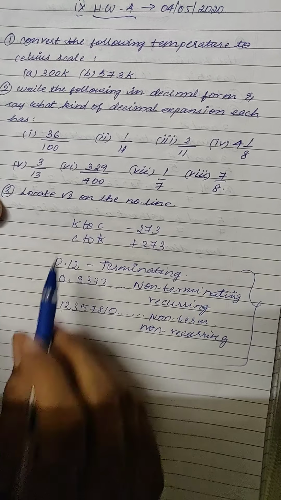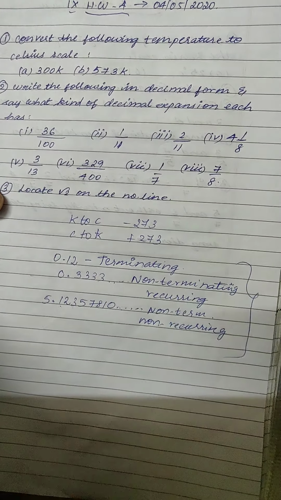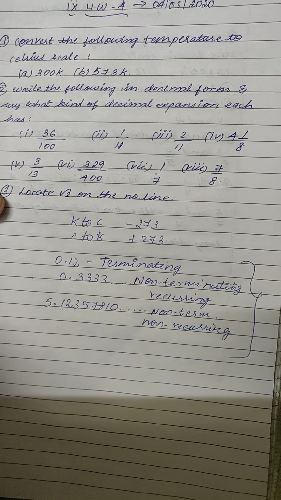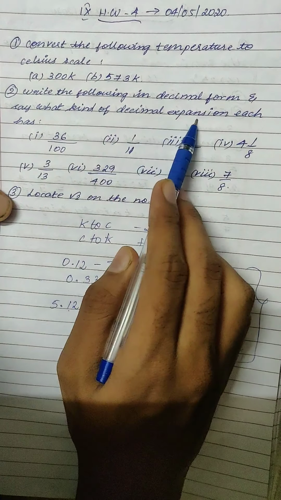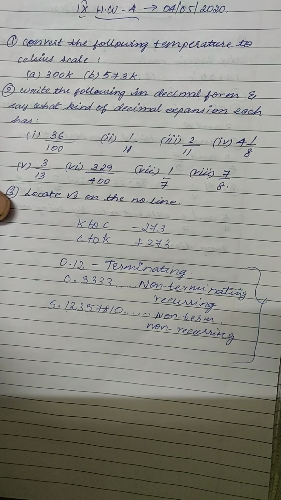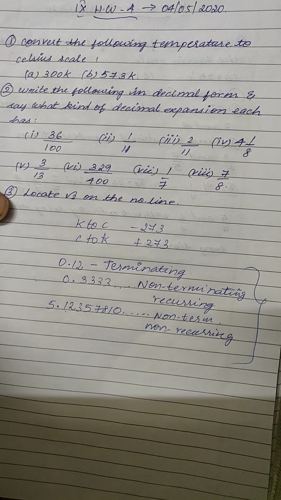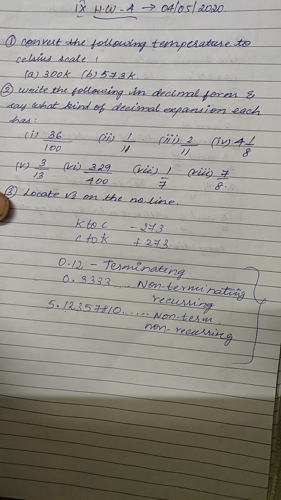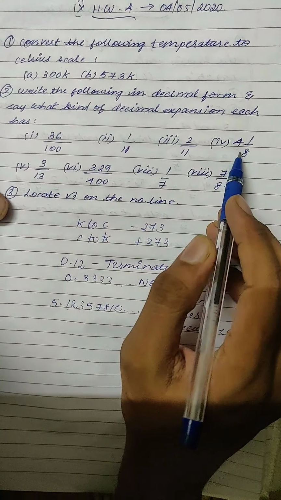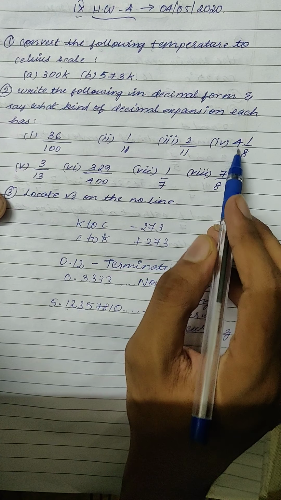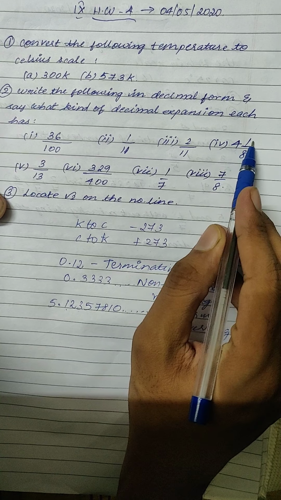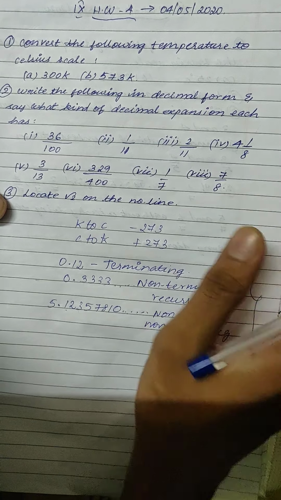So you have to divide all the 8 subdivisions using long division, and for the quotient that you get, you have to find what kind of decimal expansion each has. You have to conclude if it is terminating, non-terminating repeating, or non-terminating non-repeating. And here you have a mixed fraction. I think you know how to change it: 8 into 4, 32 plus 1, 33 by 8, and then you have to do 33 by 8.